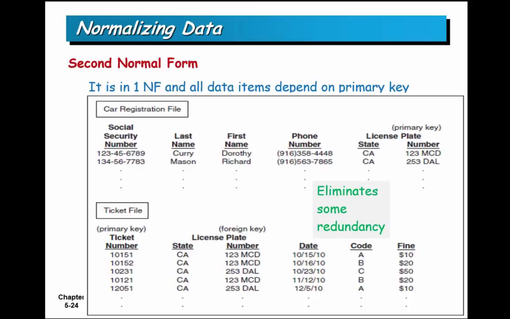If you wanted to insert a new code, you have to have a ticket first, since the primary key is the ticket number. How about a delete anomaly? Same thing. If you delete ticket 10231, you'll lose code C. So you haven't quite solved it here. You got better, though. You're not going to have multiple phone numbers. That was a problem the first time.